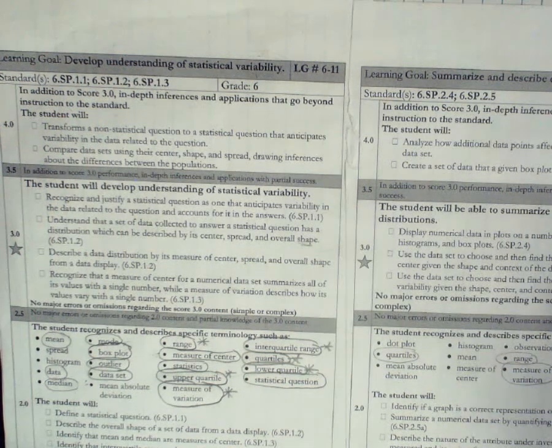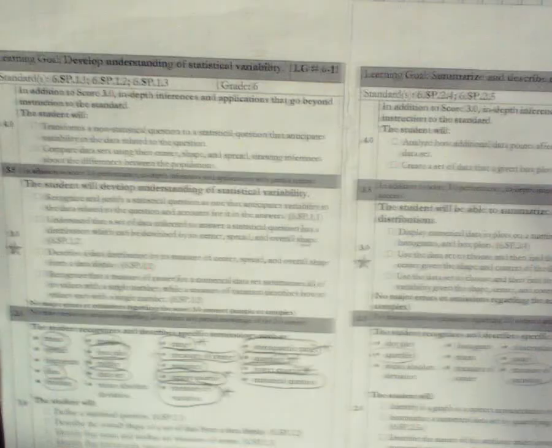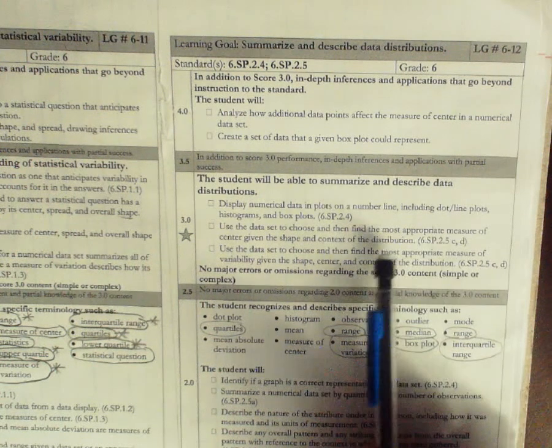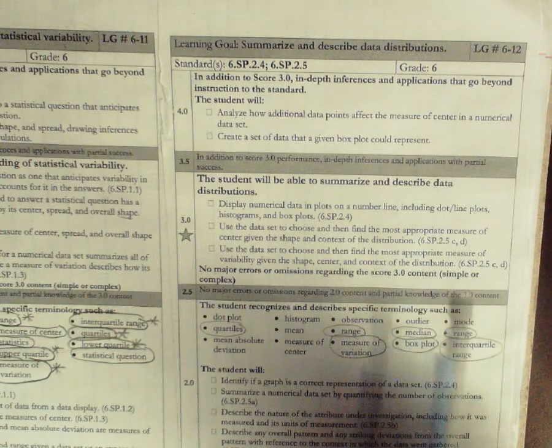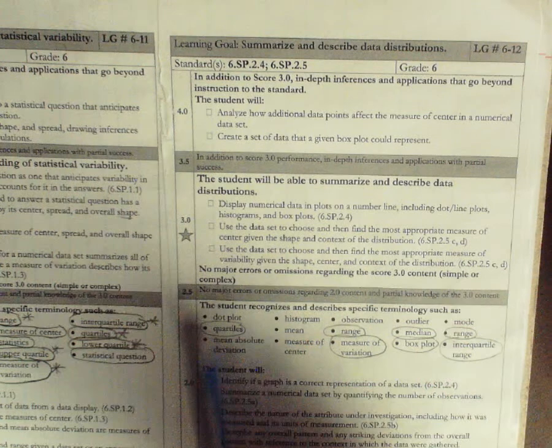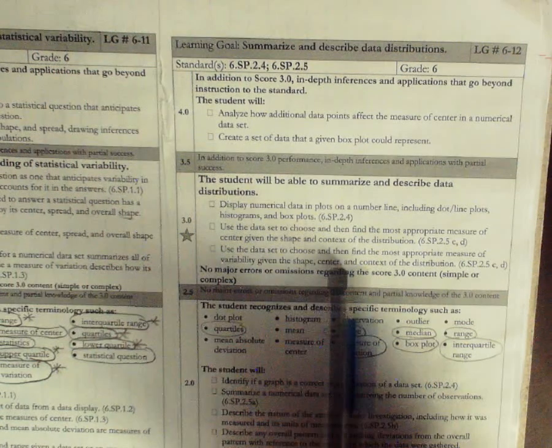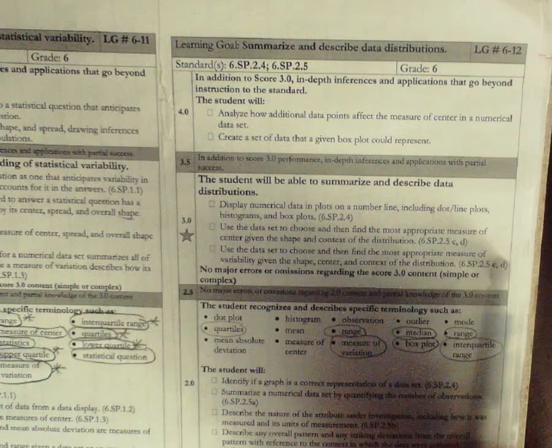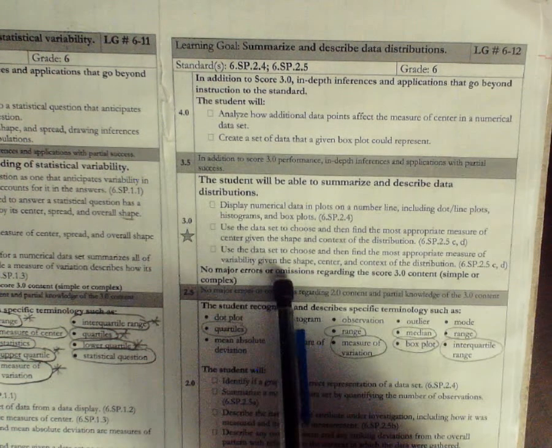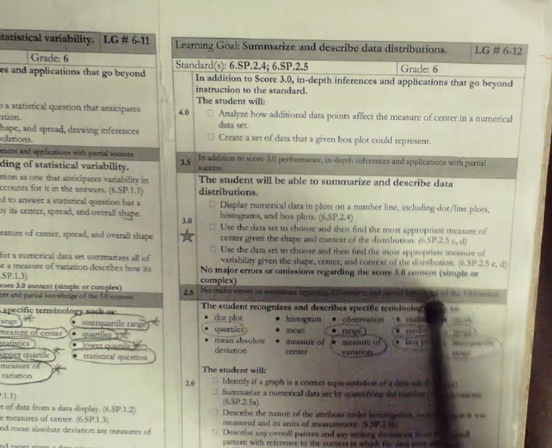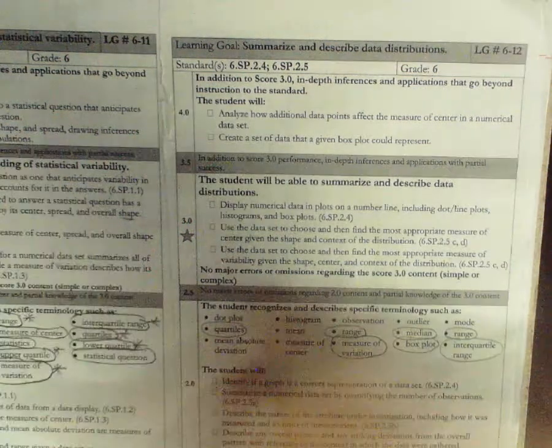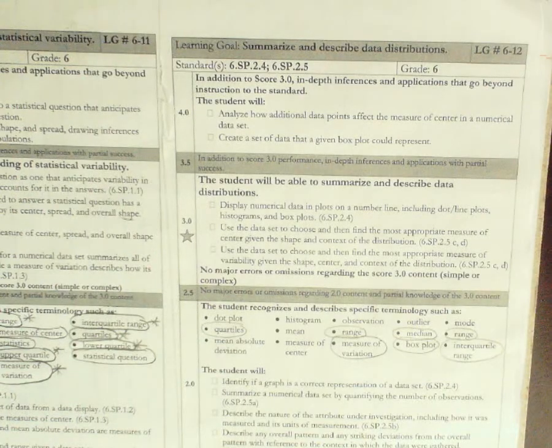We're also going to look over here, and we're going to use the data set to choose and find the appropriate measure of center given the shape and context of distribution, and use the data set to choose and then find the most appropriate measure of variation given the shape, center, and context of distribution. So we technically have two different scales going on and two different standards. So let's turn to page 57, please.